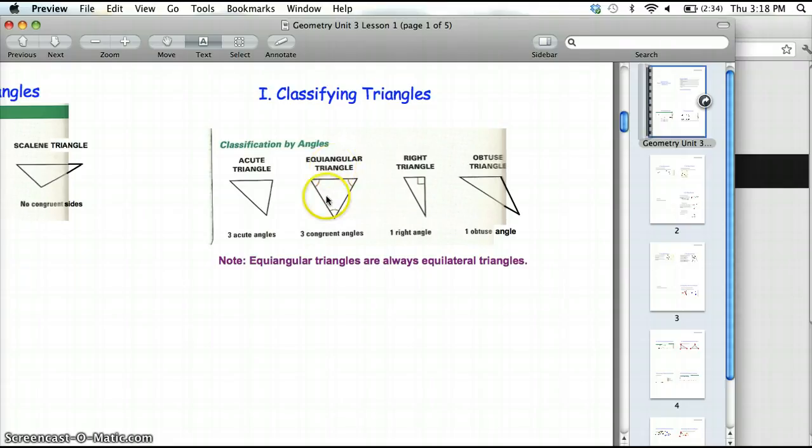Here we have an equiangular triangle. Some of you might have said equiangular, but yes, the word is equiangular, meaning that all 3 angles are congruent. Angle here, angle here, angle here. All 3 angles are congruent, which is what makes this an equiangular triangle.